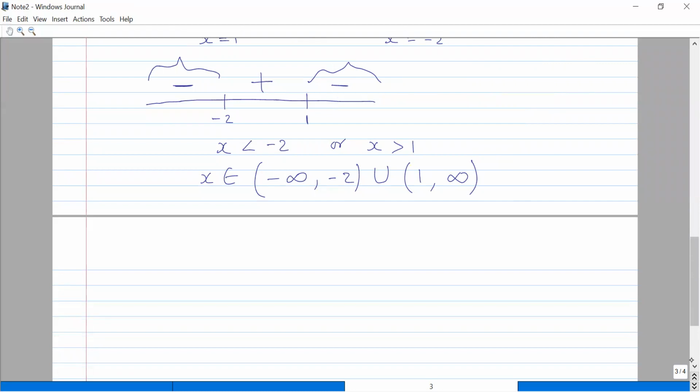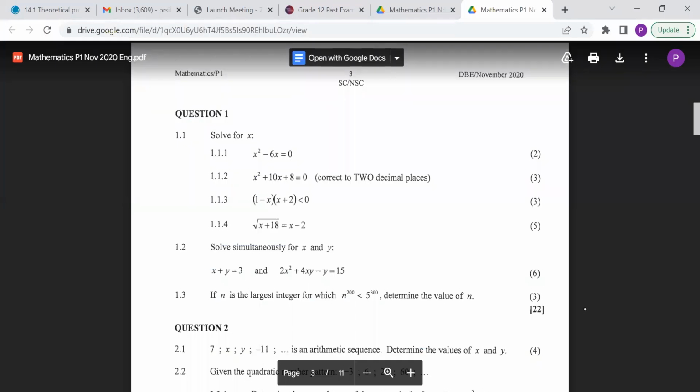Okay. So let's go to the next question. For this question, we have x plus y is equal to 3 and 2x squared plus 4xy minus y is equal to 15. They said we should solve simultaneously for x and y.